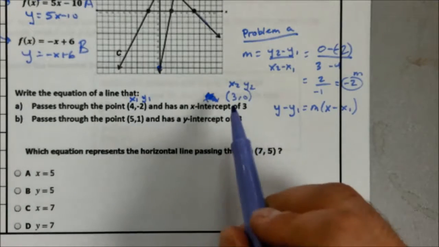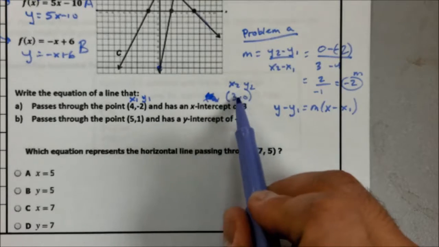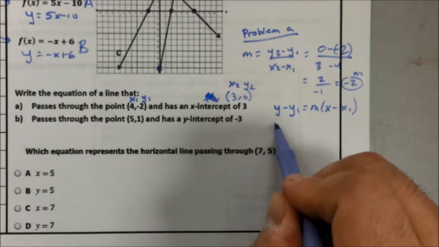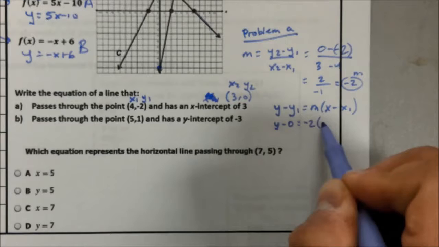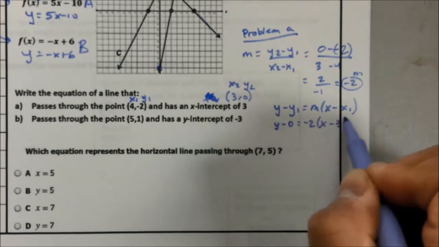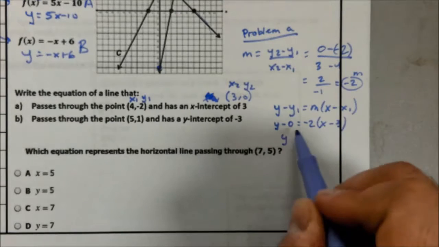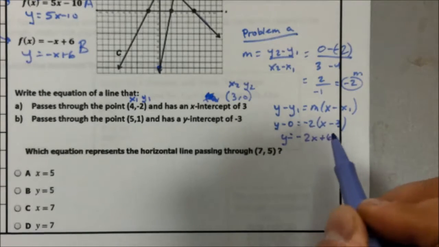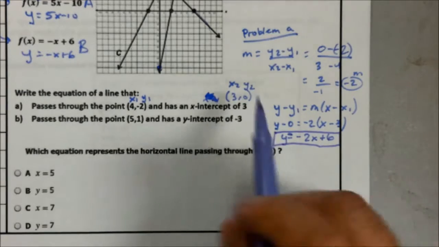I am going to use the easiest point that I can see, which appears to be 3, 0. So that should be nice. y minus 0 equals negative 2 times x minus 3. y minus 0 is just y, and I'll distribute here as negative 2x plus 6, and that's my line that passes through both of those points for choice A.